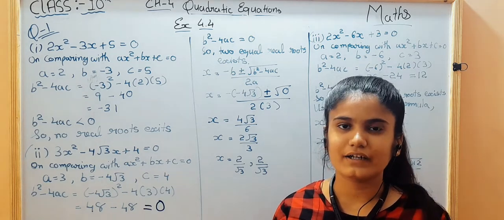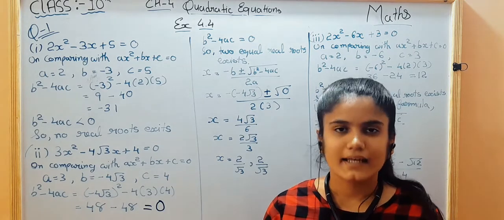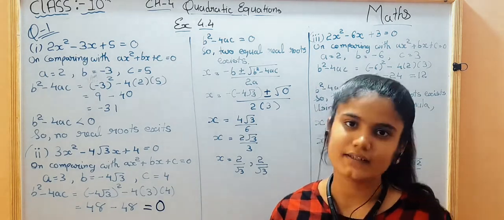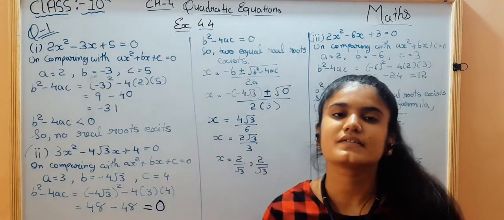equation's roots, we have to find what kind of nature the roots have. And if there are real roots, we have to find the roots. So in number 1, 2x square minus 3x plus 5 is equals to 0.